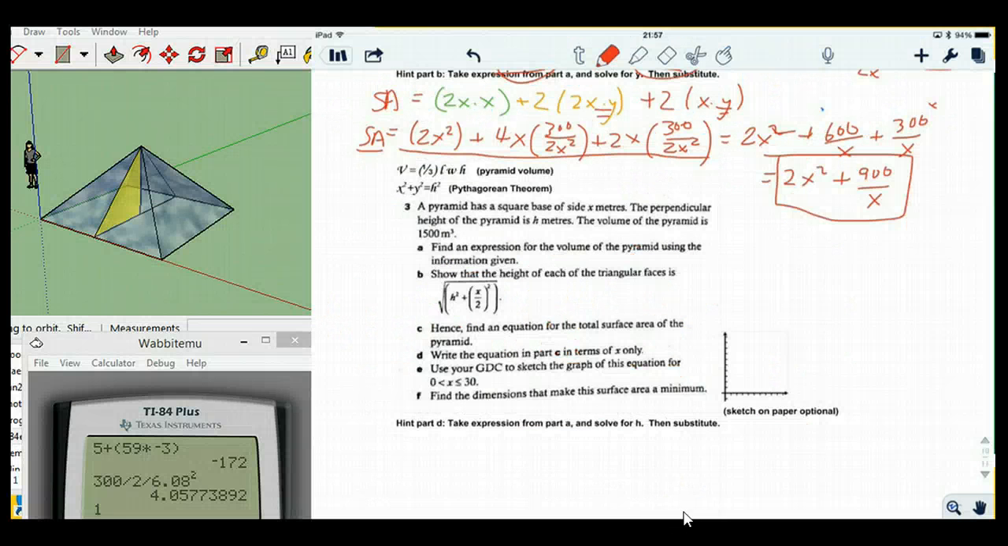Okay, now for the last problem. A pyramid has a square base of side x meters. The perpendicular height of the pyramid is h meters. The volume is 1,500 meters squared. Find an expression for the volume of the pyramid using the information given.